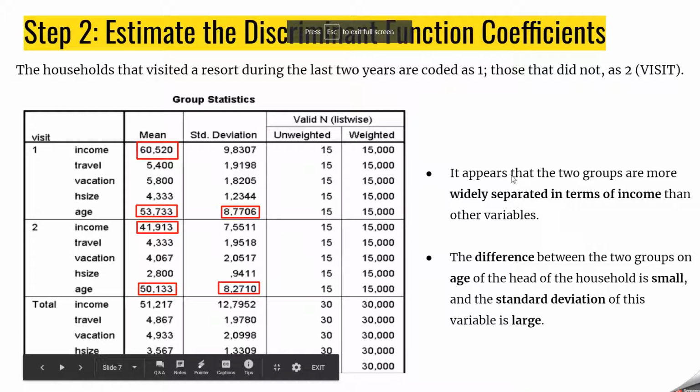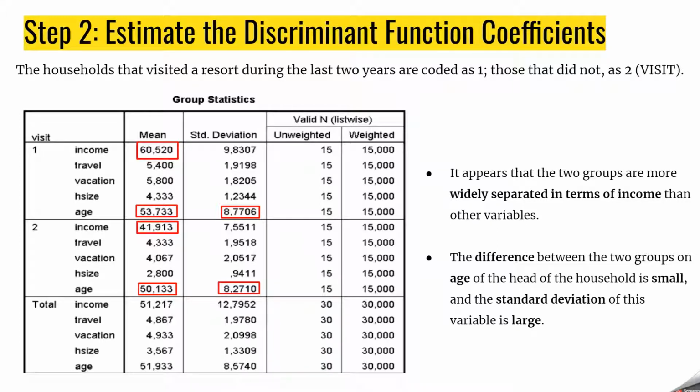So you can see that the households that visited a resort during the last 2 years are coded at 1 and those that did not are coded at 2. In the table, it appears that the two groups are more widely separated in terms of income than on other variables. The income in group 1 is about 60.5, but the income of group 2 is just 41.9. The gap is about 20.